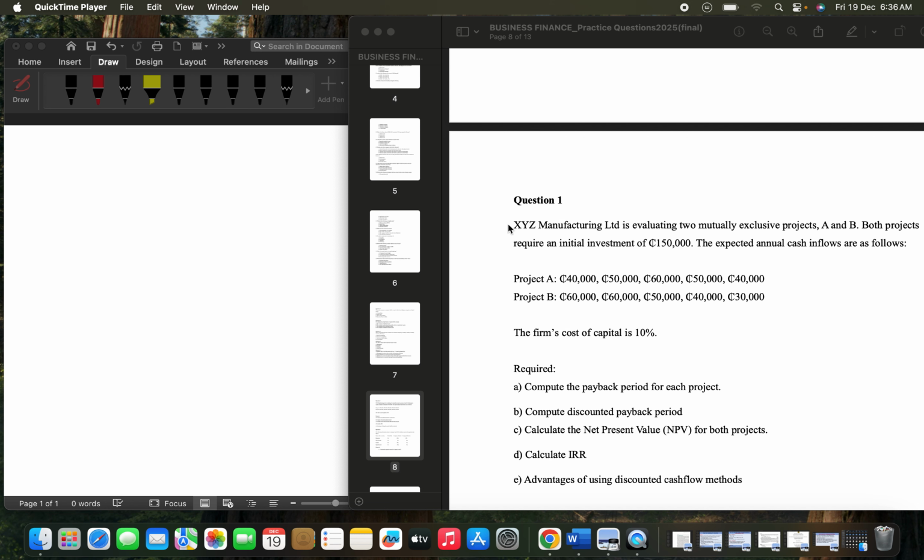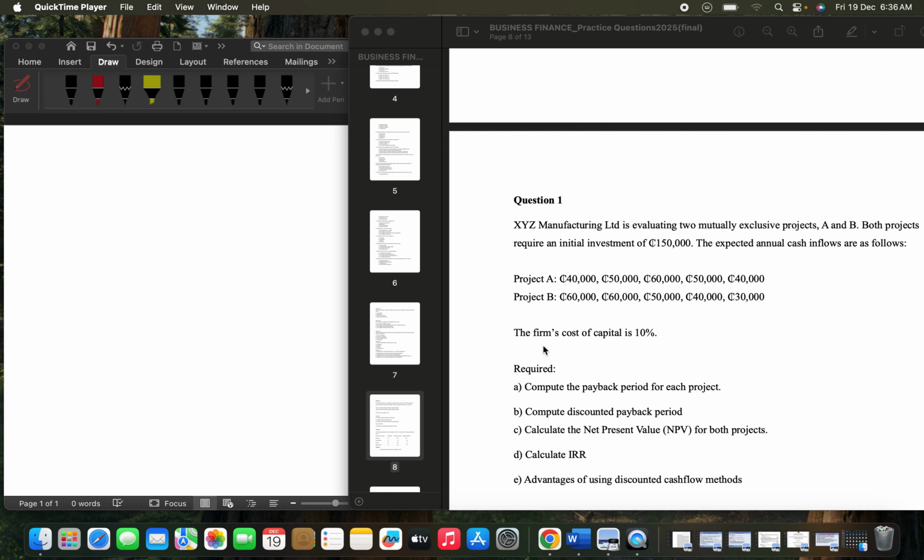Since we have two projects in the question, if you are solving the A part of the question, you do it for project A and do it for project B. If you are solving the B part, you also do it for project A and project B. The same applies to C and D. With this particular question, one might ask which topic it falls under. It falls under capital budgeting, what we call investment appraisal methods.